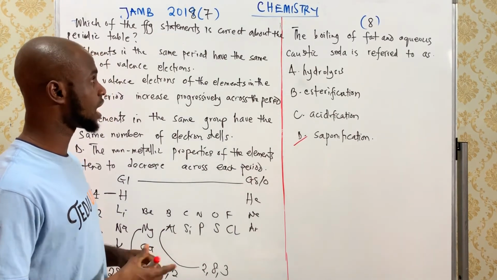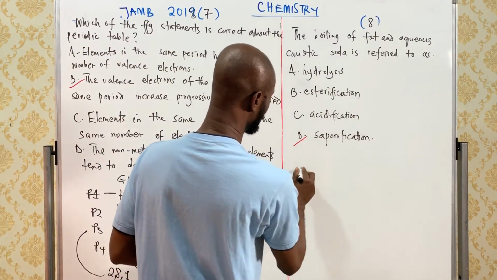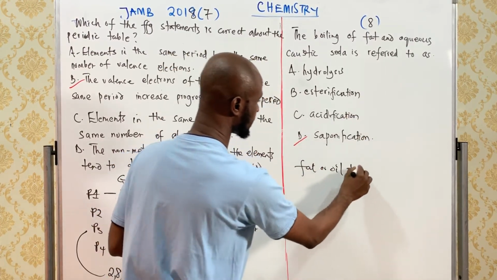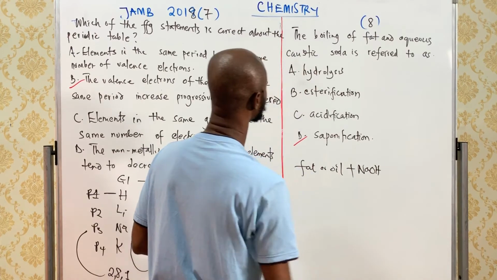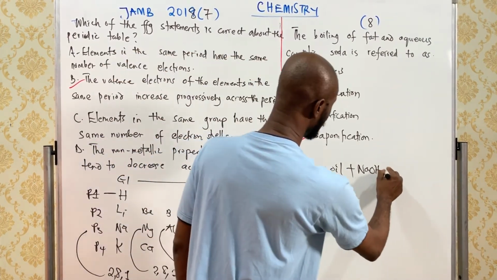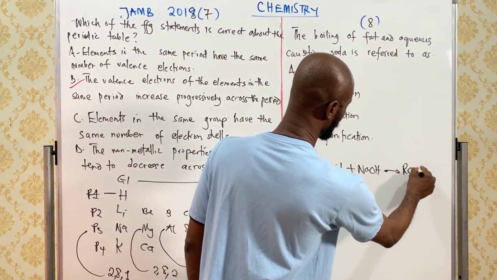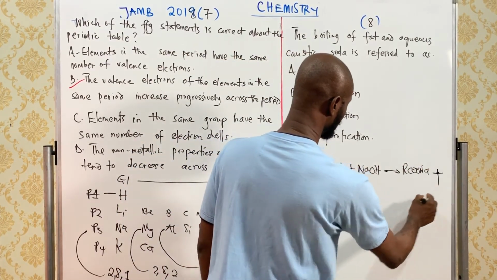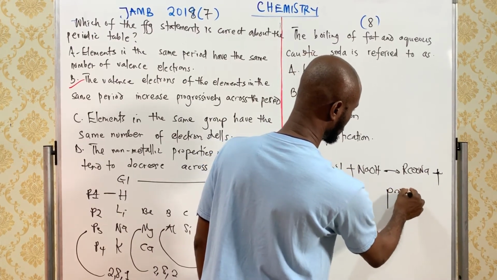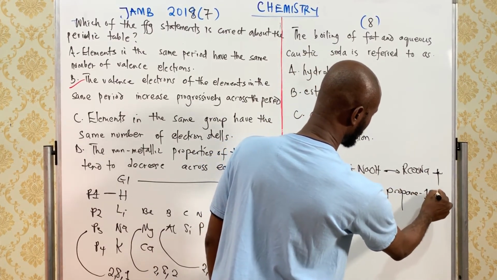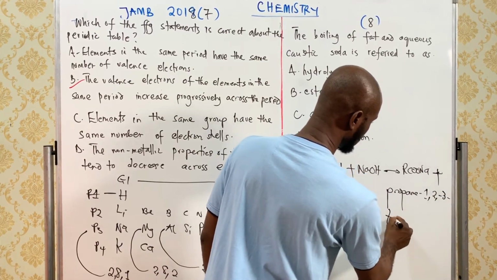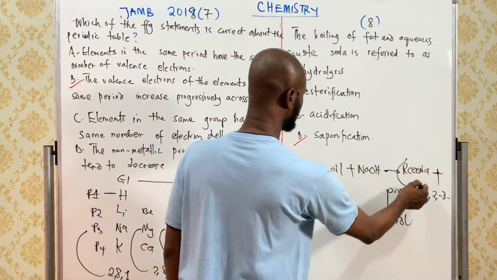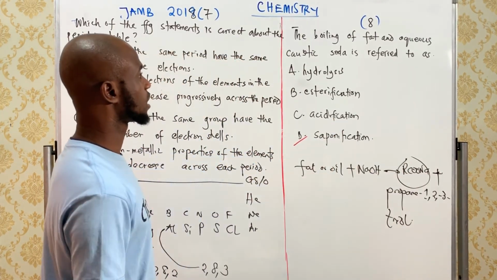How do we produce soap? We react the boiling fat or oil with NaOH, that's the caustic alkali or soda, to give RCOONa, that's the formula for soap, plus propane-1,2,3-triol, or you call it glycerol. So we produce soap through the process of saponification. So the answer here is D.